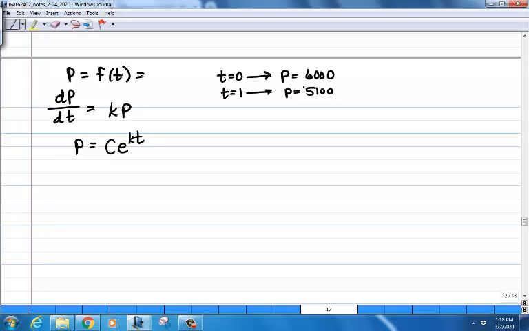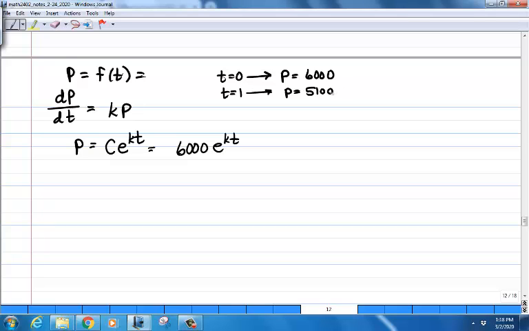Okay, so we have to use this information to fill in the right values for c and k. Well, c is going to be the initial value of this population. That's going to be the population when time is 0. So you can immediately fill that in. The c value is going to be 6,000. So you can plug that in rather quickly. Now, it takes a little bit extra work to figure out what the k is.